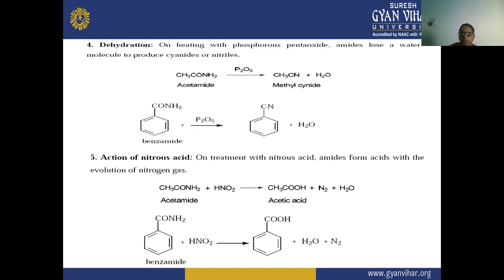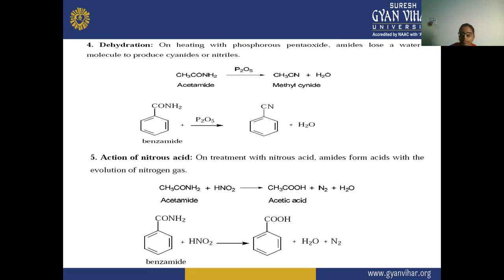Next is dehydration. On reacting with phosphorus pentoxide, methyl cyanide is formed here, or nitrile is formed here. And this benzamide is also reacted with this P2O5, that is phosphorus pentoxide, and there is a formation of cyanide. Benzyl cyanide is formed here.